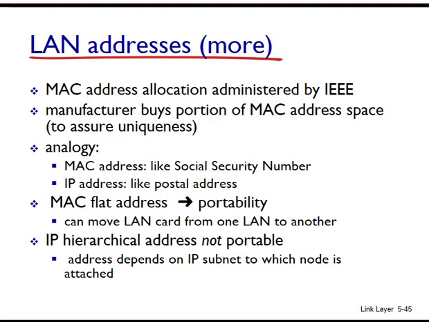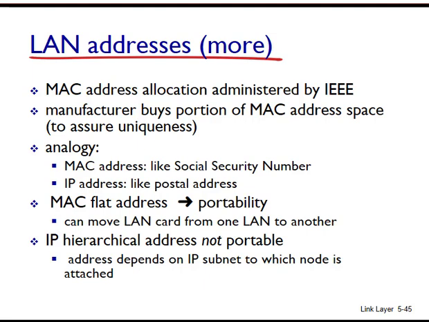In other words, when it changes the network to which it's attached, the IP address changes. An adapter's MAC address is analogous to a person's social security number, which also has a flat addressing structure and which doesn't change no matter where that person goes. An IP address is analogous to a person's home street address or postal address, which is hierarchical and which must be changed whenever a person moves.